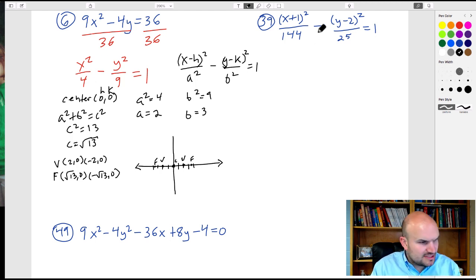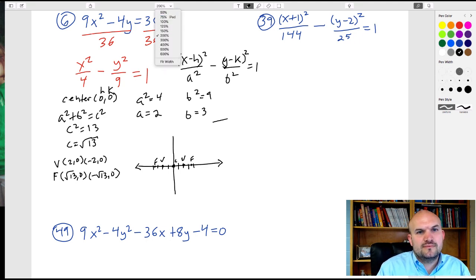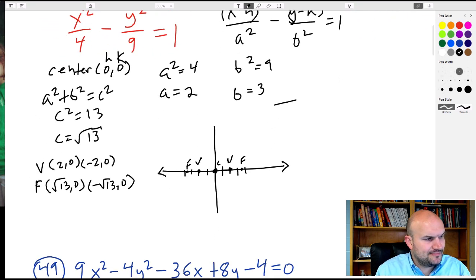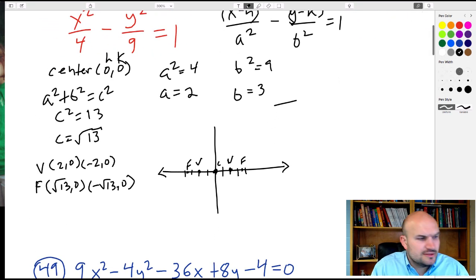Let me see. I don't know why my tablet's not zooming in for me, so sorry about that. Yeah, it zooms in manually. That's kind of nice, but I'm not sure why it's not zooming in for me on my tablet, so I'll have to figure it out.